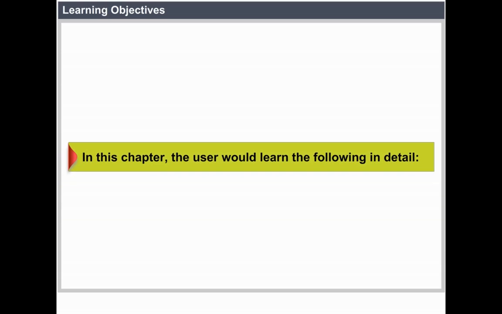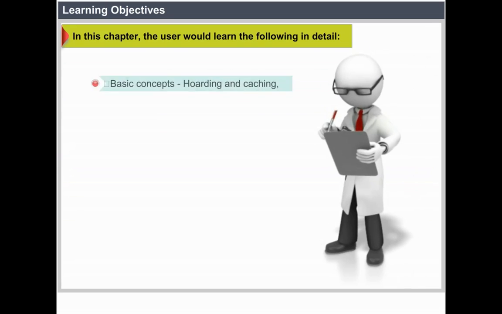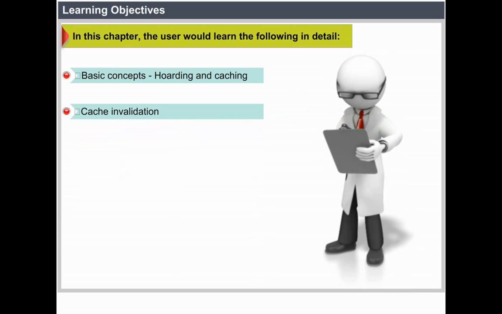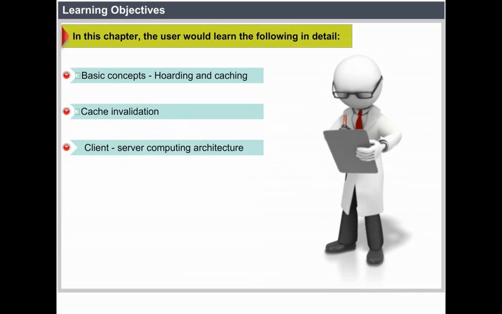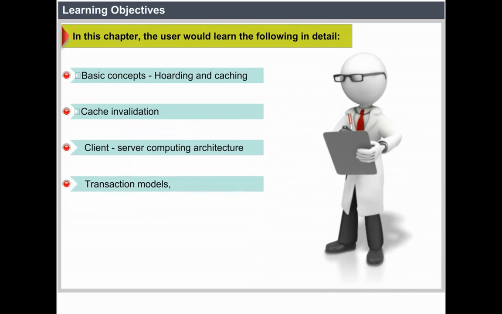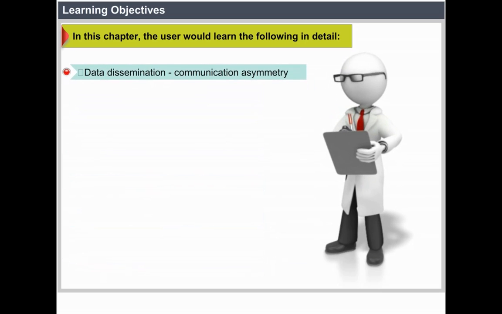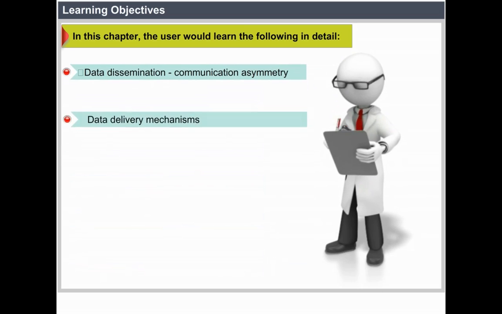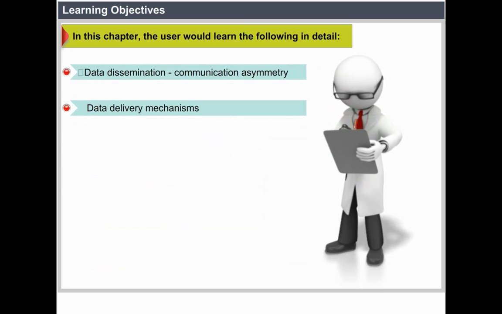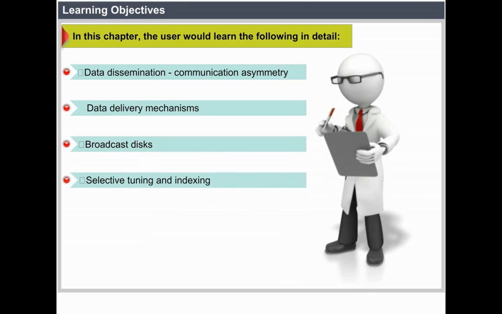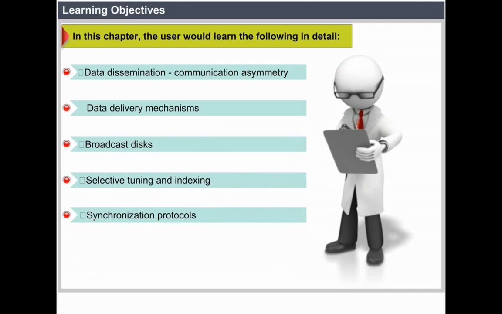Learning objectives. In this chapter, the user would learn the following in detail. Basic concept: hoarding and caching. Cache invalidation. Client-server computing architecture. Transaction models. Query processing. Data recovery. Data dissemination communication asymmetry. Data delivery mechanisms. Broadcast disks. Selective tuning and indexing. Synchronization protocols.